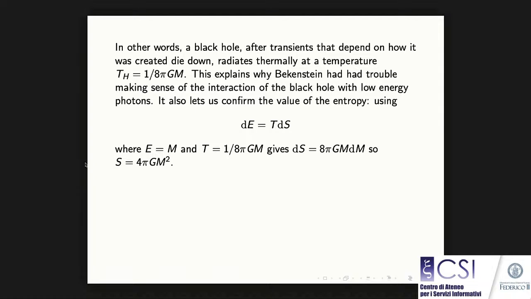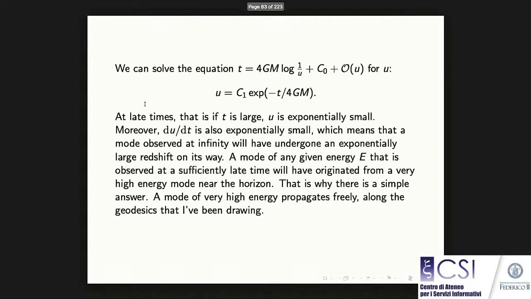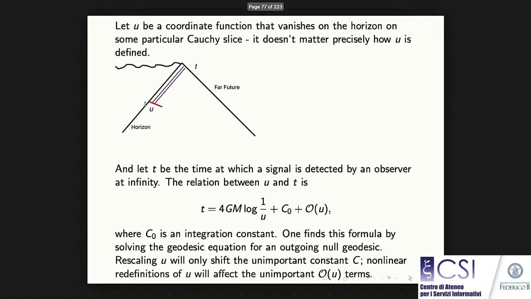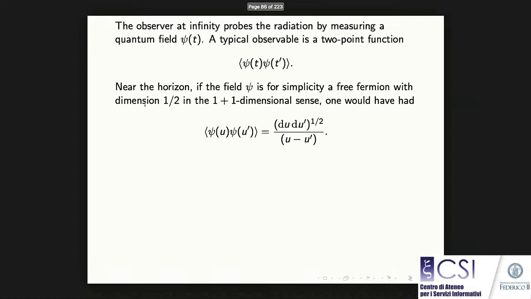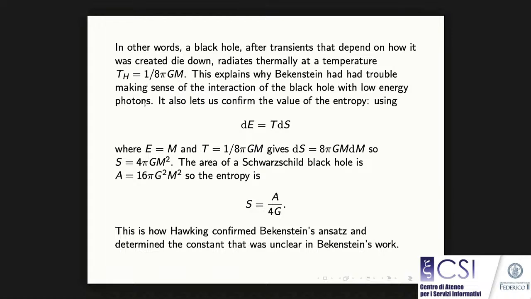So this formula was computed for a Schwarzschild black hole. Here, the temperature was for a Schwarzschild black hole. And so E equals m, and this T we should use for the Schwarzschild black hole. So we get this, which integrates to S equals 4 pi gm squared. But earlier we computed that the area of a Schwarzschild black hole is 16 pi g squared m squared. So the entropy is A over 4g, which agrees qualitatively with Bekenstein and shows that the constant that was unclear in Bekenstein's work is 1/4.